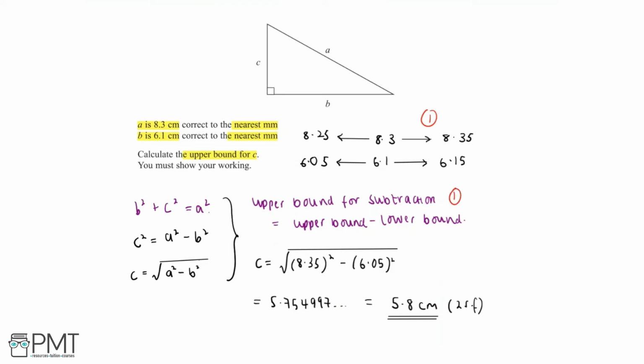The third mark is for identifying that we need to use Pythagoras, and to find that C is equal to root A squared minus B squared. And the final mark is for plugging in the correct bounds and the correct values in order to find the final answer that C is equal to 5.8 centimeters, allowing us to get the 4 marks needed to get full marks in this question.